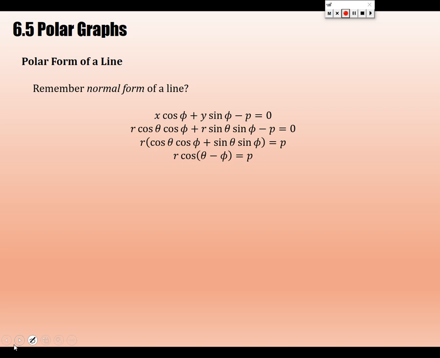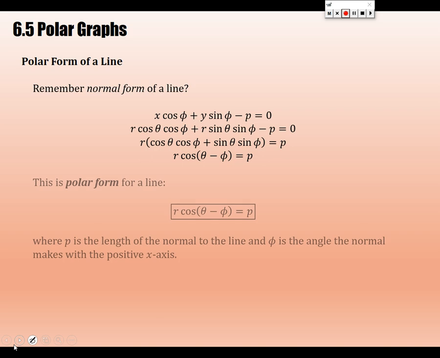So we can tidy this up quite a bit in this equation, and now we'll put it in a box. So there it is in a box. R cosine of (theta minus phi) equals P, where phi and P, we're using those letters for a reason here. They're the same letters that we used at the end of last semester, and they still mean the same thing.